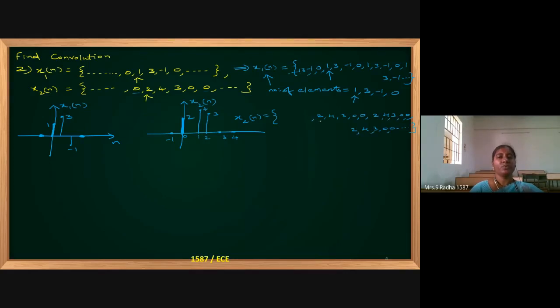To the left of 2, which is the element at origin, 0 is present. To the left of this, one more 0 will be there. To the left of this, 3 will be there. To the left of this, 4 will be there. This is again an infinite series. So finally, the elements in x2 of n are 2, 4, 3, 0, 0 and the arrow mark is for 2. This is how we understand the diagram or the infinite sequence.